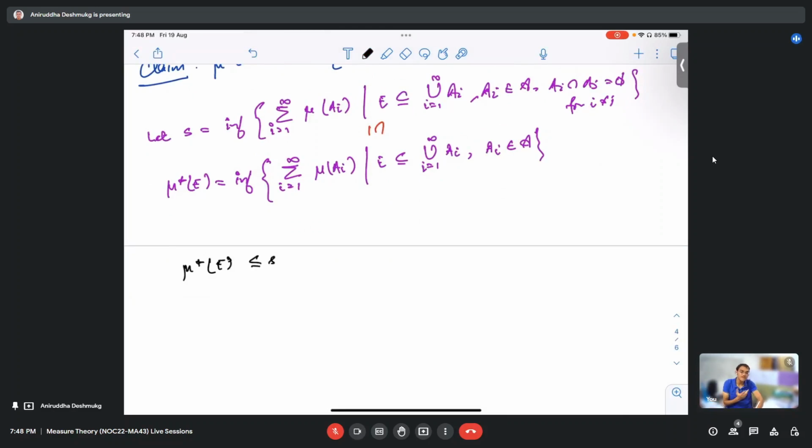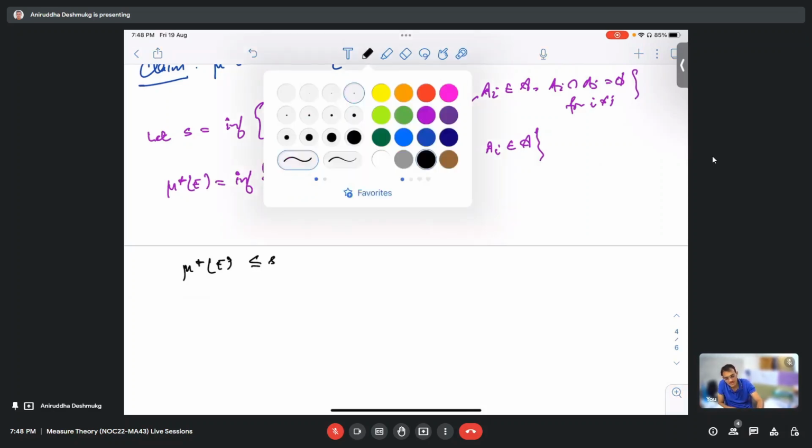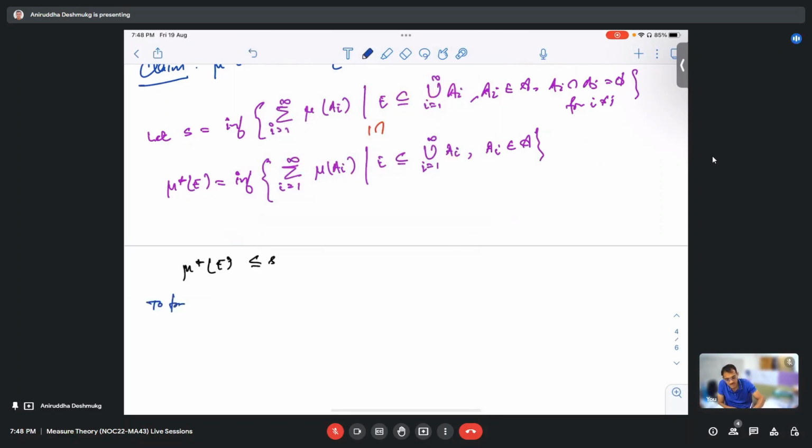This much is fine, but I have to prove they are equal. So what is the next thing I have to do? Take an element in S and prove it in the original definition. No. See, S is a real number. S is not a set. I have to prove that S is bigger than or equal to mu star E. It is enough to prove S is less than or equal to mu star E.